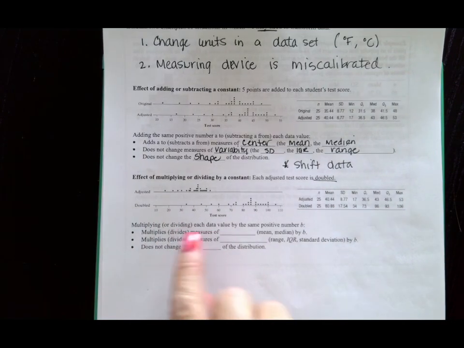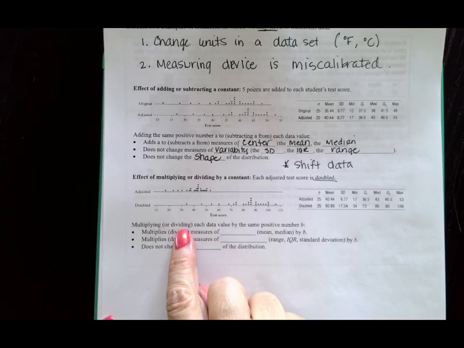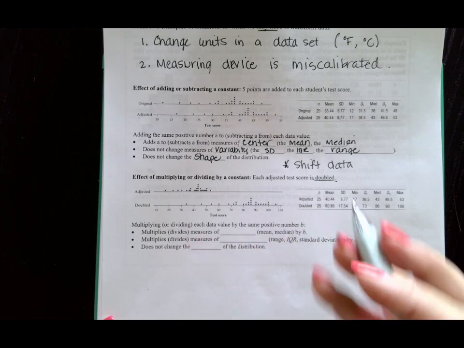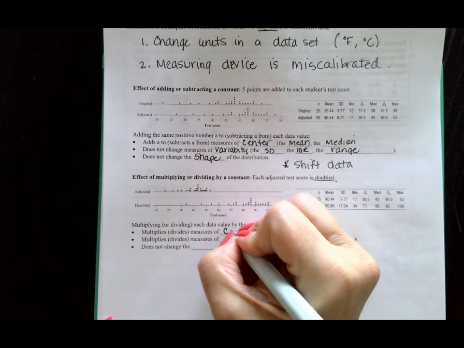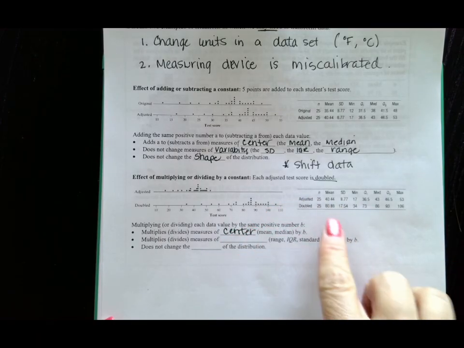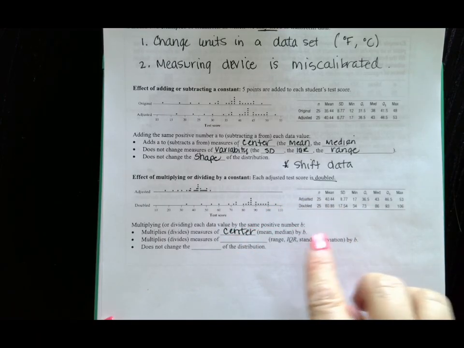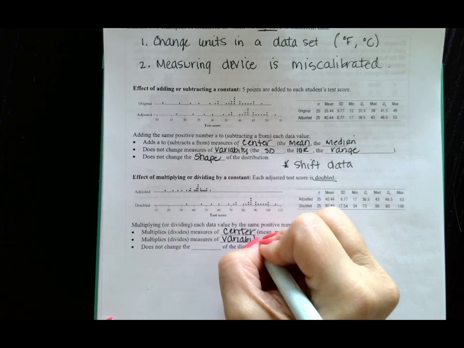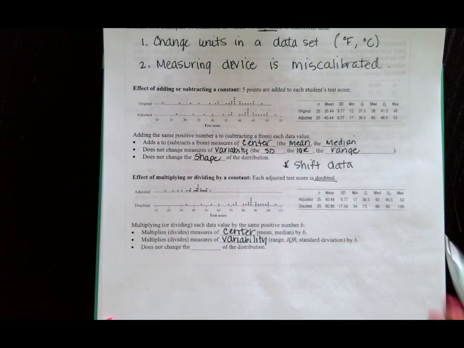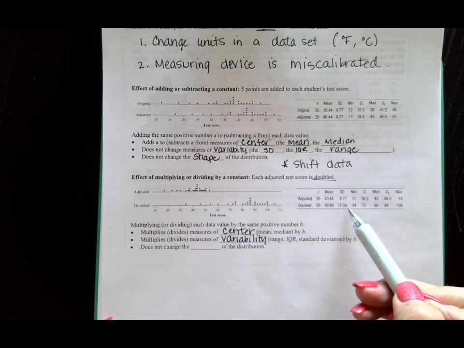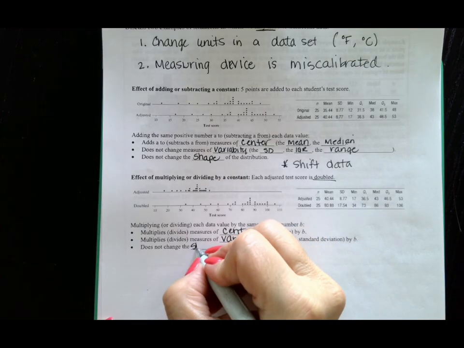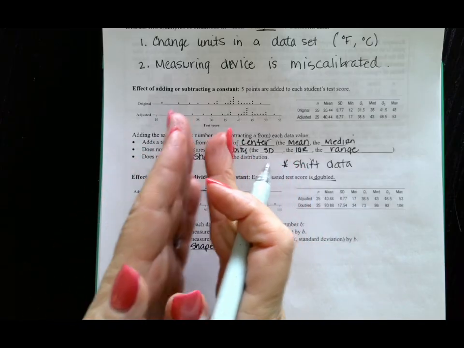So if we're multiplying or dividing by the same positive number, it multiplies or divides the measure of the center. So the center is affected, we multiply. It also changes the variability. All right, so now this changed by 2. I multiplied this. Now, it doesn't change the shape of the distribution. All it does is spread it out.